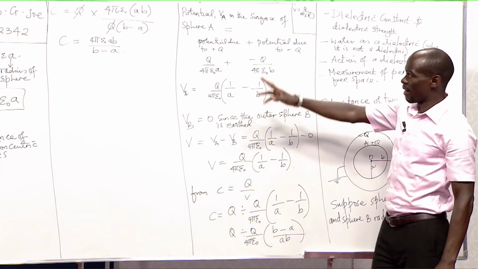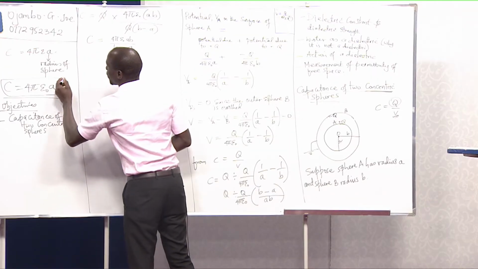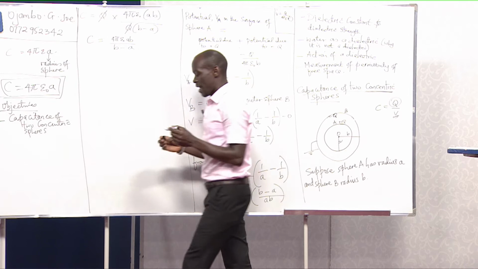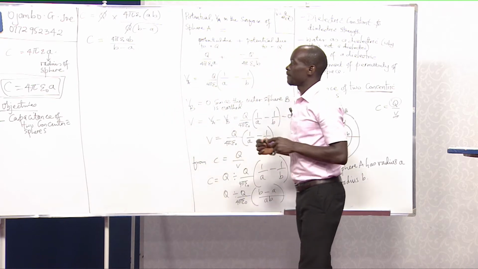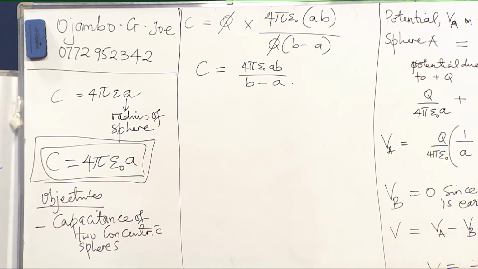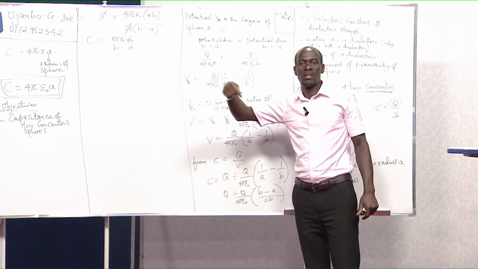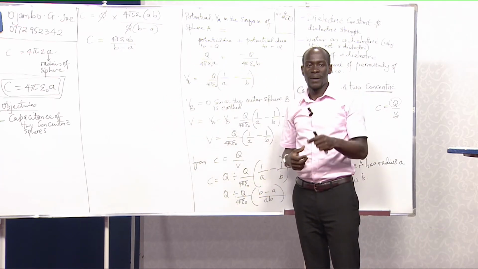Now when you compare that to the former, that is the one of an isolated sphere, you realize that this one is greater. However, the presence of a second sphere reduces the potential. And since the potential has reduced, it therefore gives us a greater capacitance.